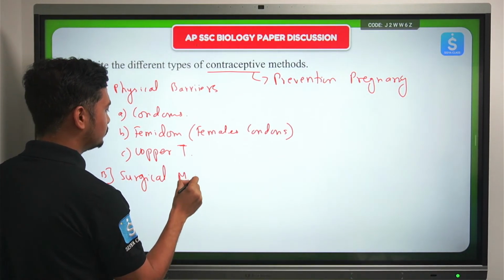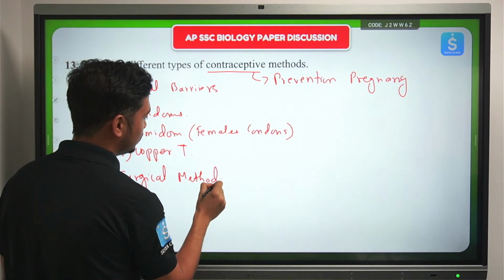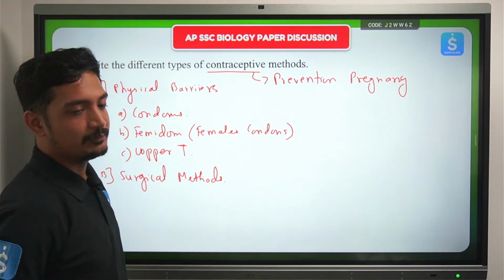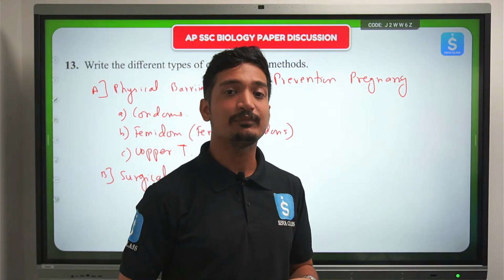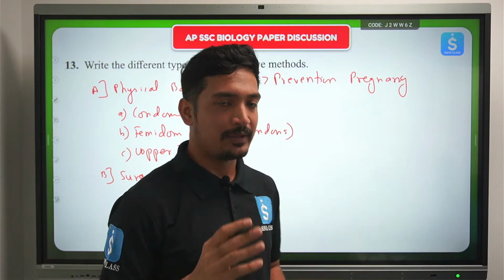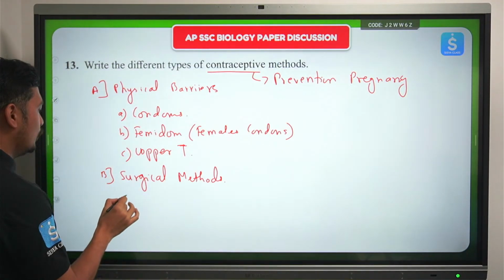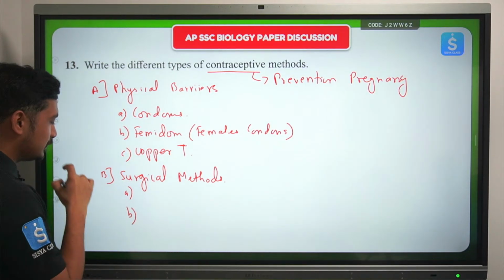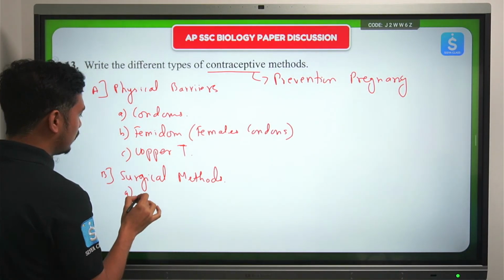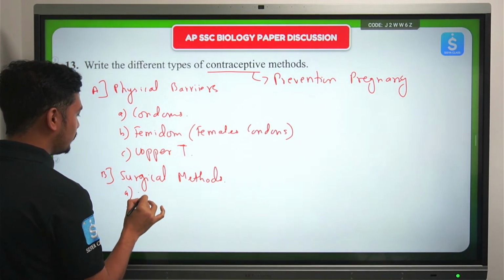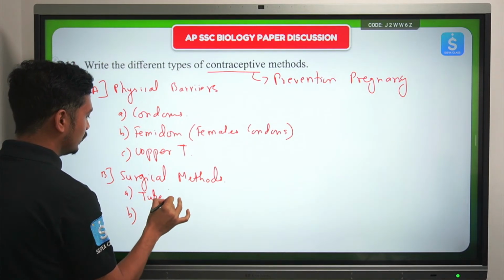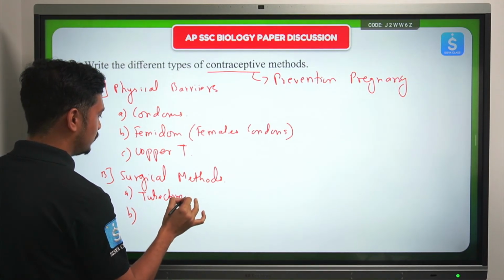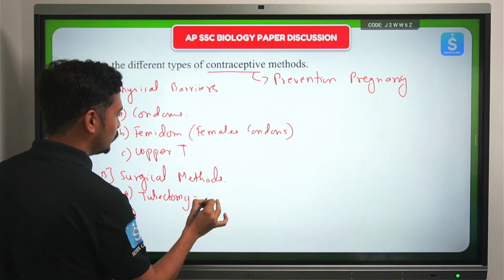Surgical methods. Now surgical methods are permanent methods, which means that once it is done, we cannot reverse it. In surgical methods there are two very commonly known practices. The first one is called tubectomy. Now what is tubectomy?